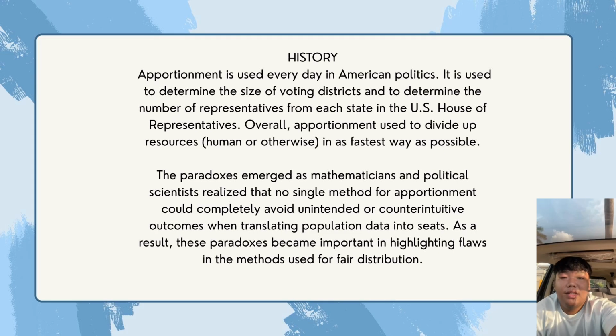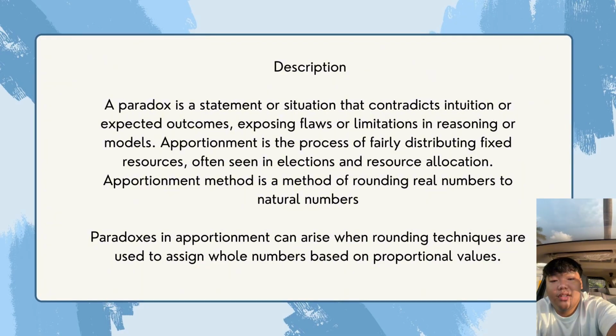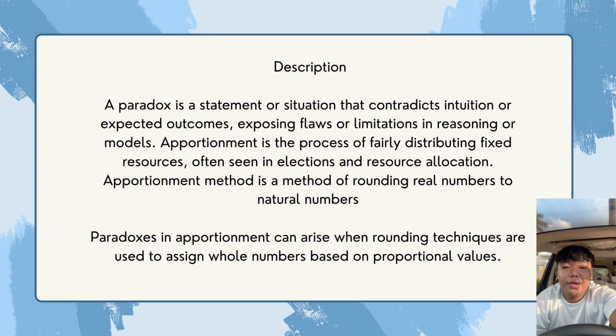The paradoxes emerged as mathematicians and political scientists realized that no single method for apportionment could completely avoid unintended or counterintuitive outcomes when translating population data into seats. As a result, these paradoxes became important in highlighting flaws in the methods for fair distribution. A paradox is a statement or situation that contradicts intuition or expected outcomes, exposing flaws or limitations in reasoning or models. Apportionment is the process of fairly distributing fixed resources, often seen in elections and resource allocation.